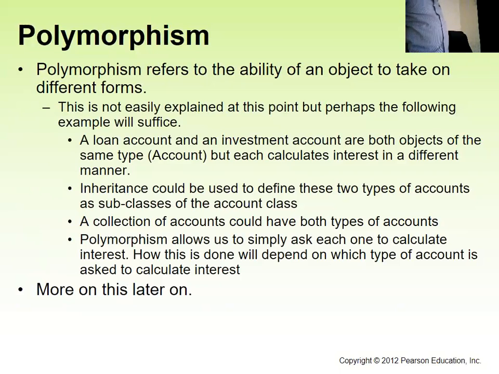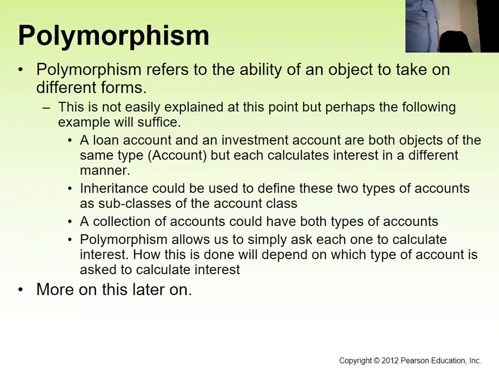Anyway, so inheritance could be used to define these two types of account, just as I gave you a while ago, where one is a child class or what we call a subclass, right? A collection of accounts could have both types of accounts. So we have a group of accounts, right? So let's say we have all the accounts at a particular bank, say First Caribbean.